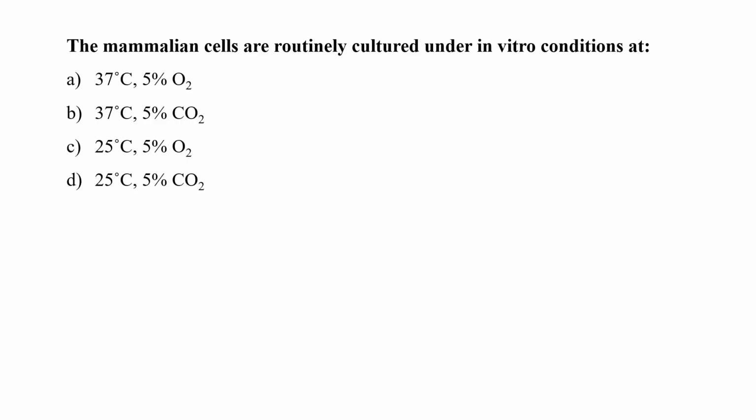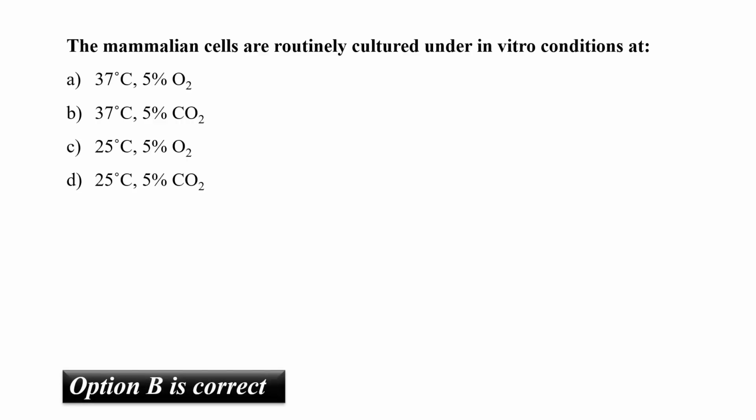The mammalian cells are routinely cultured under in vitro conditions at 37 degrees Celsius and 5% oxygen, 37 degrees Celsius and 5% carbon dioxide, 25 degrees Celsius and 5% oxygen, or 5% carbon dioxide. Generally, mammalian cell cultures are maintained at a temperature of 37 degrees Celsius, 5% carbon dioxide and 95% relative humidity. So option B is the correct answer.